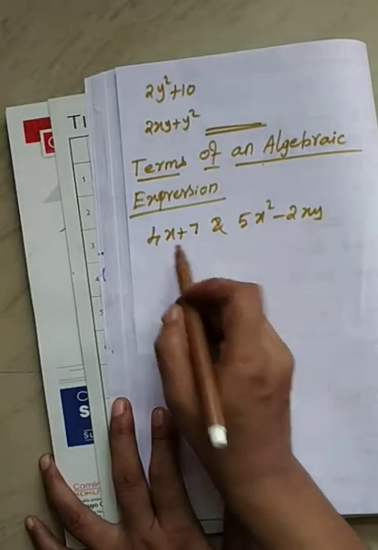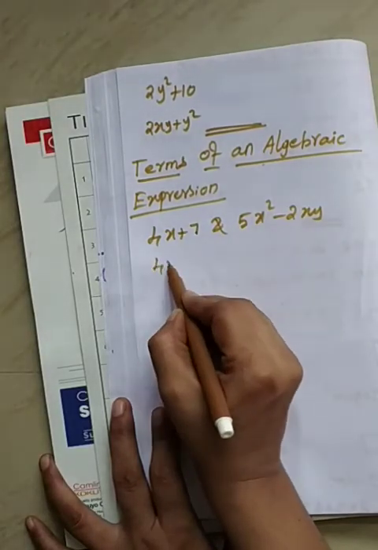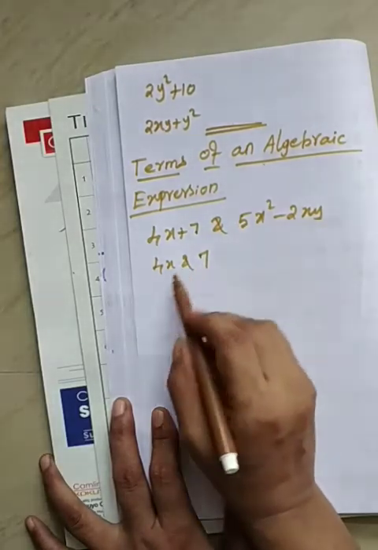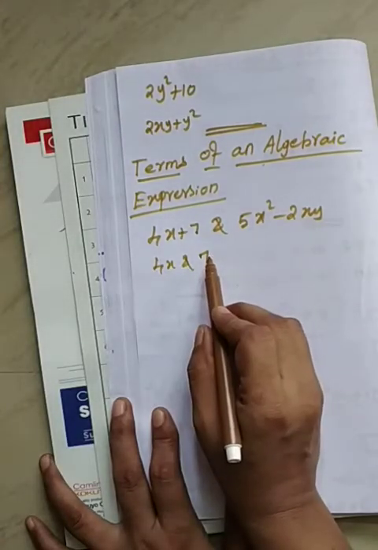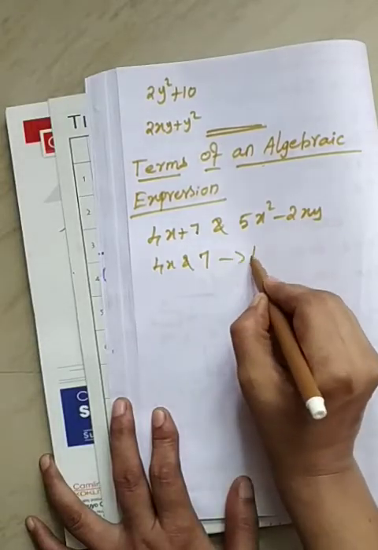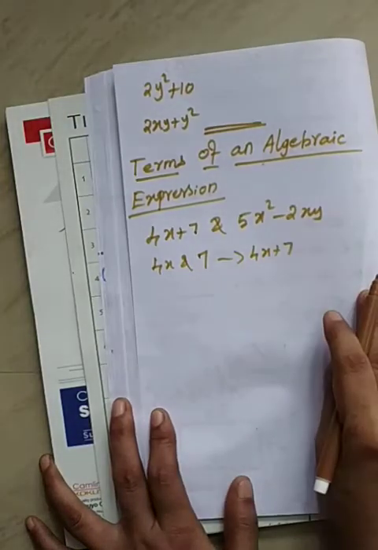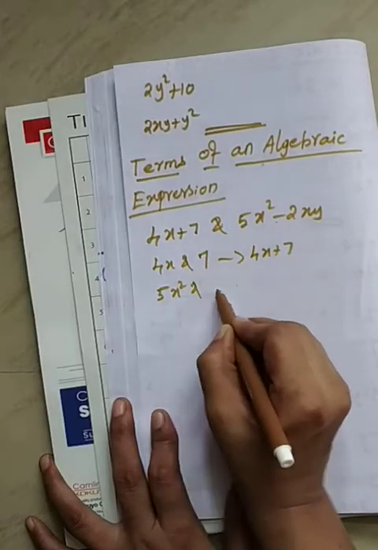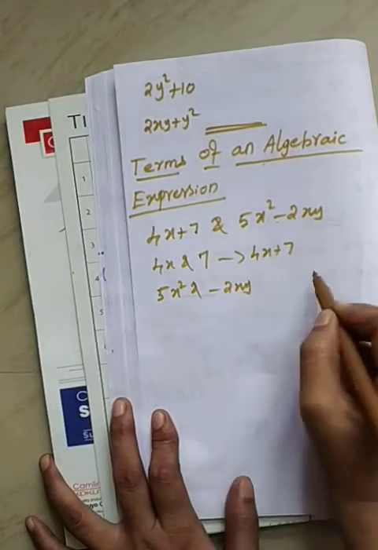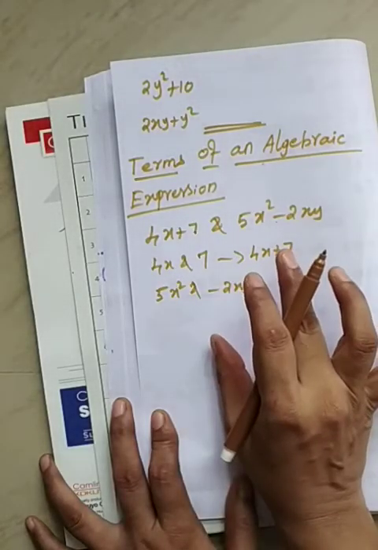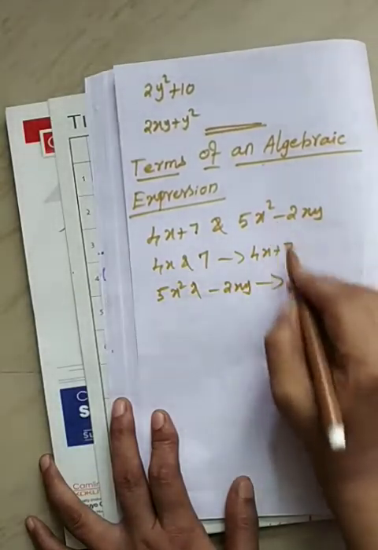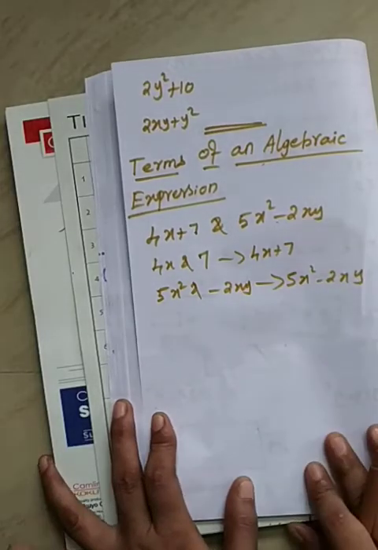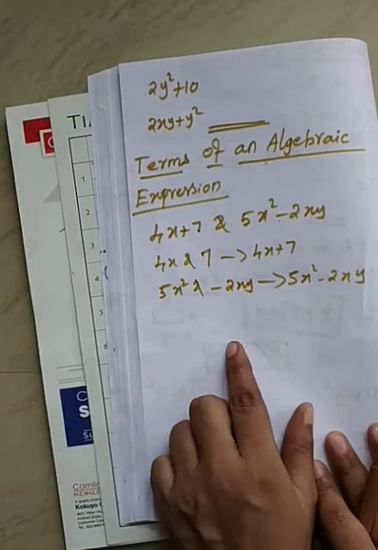Okay, see here, in this, 4x and 7 are called the terms. These are called the terms of the expression 4x plus 7. Similarly, this one, 5x squared and minus 2xy, are the terms of the expression 5x squared minus 2xy. Everybody clear the terms of the algebraic expression?